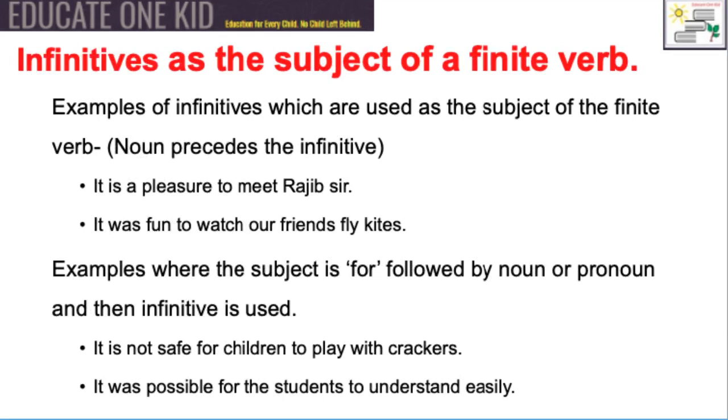The second one, where the noun precedes the infinitive. It is a pleasure to meet Rajiv sir. It was fun to watch our friends fly kites. Examples where the subject is for followed by a noun or pronoun and then the infinitive is used. It is not safe for children to play with crackers. It was possible for the students to understand easily.